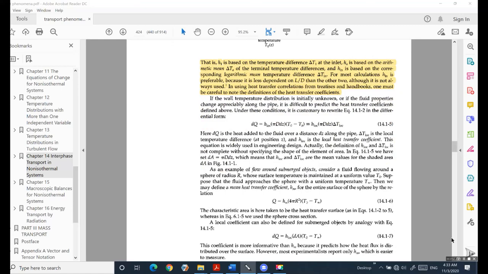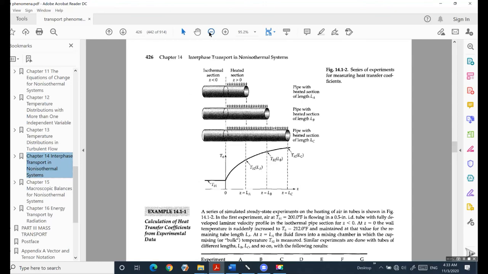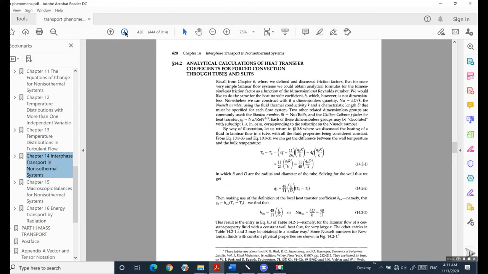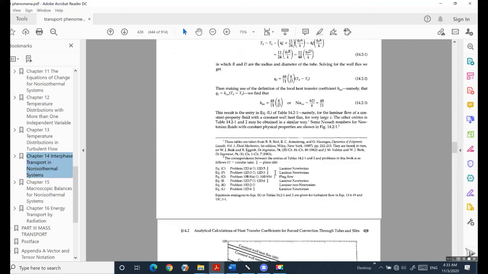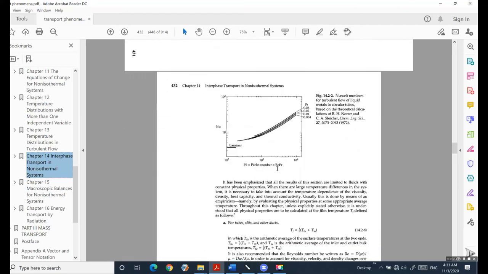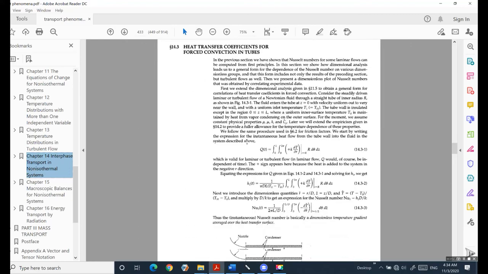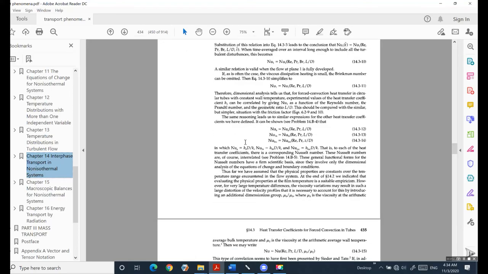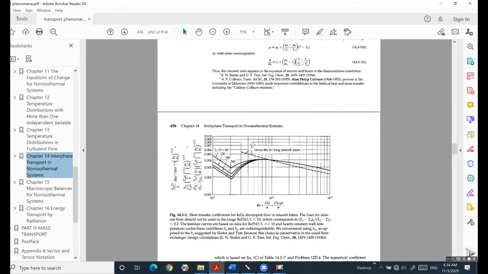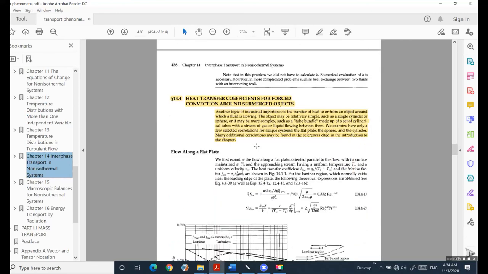Going to the other part, this shows the analytical calculation of the heat transfer coefficient for forced convection through the tube and the slits. In another section here, you can go check. Also another section, heat transfer coefficient for forced convection in tubes. Calculations, dimensionless numbers and groups are all given here for the calculation of the heat transfer coefficient.